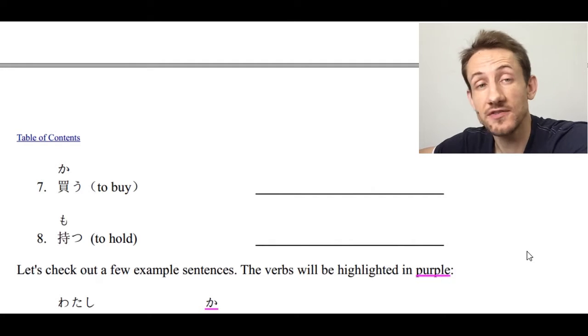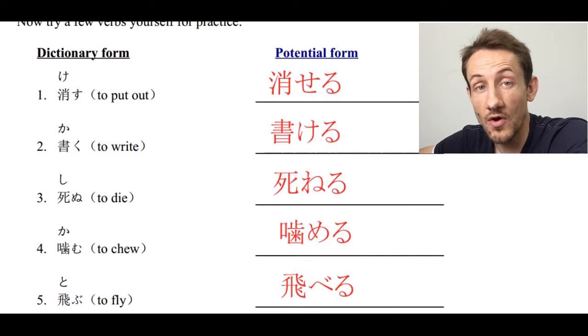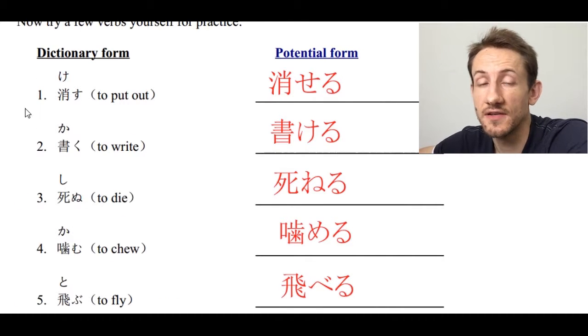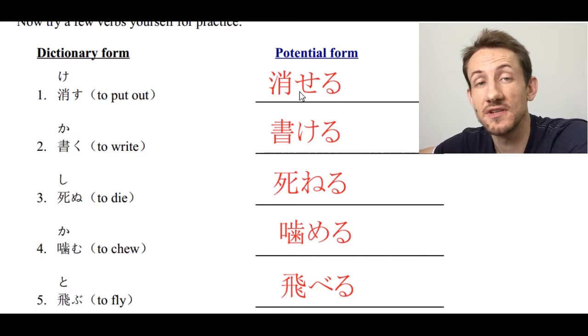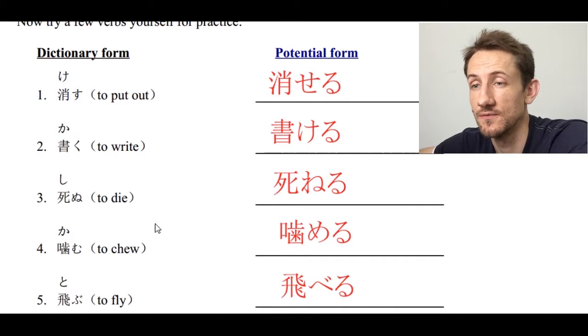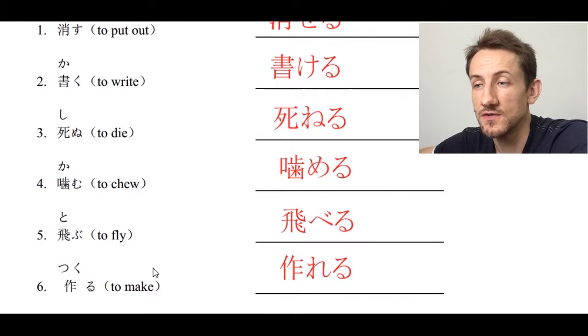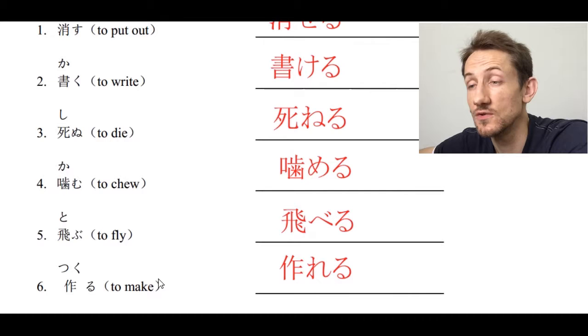Okay, I'm assuming you've answered them, so now let's check. Number 1, we have kesu, to put out, becomes keseru. Kaku, to write, becomes kakeru. Shinu, to die, becomes shineru. Kamu, to chew or to bite, becomes kameru. Tobu, to jump or to fly, becomes toberu. Tsukuru, to make, becomes tsukureru.